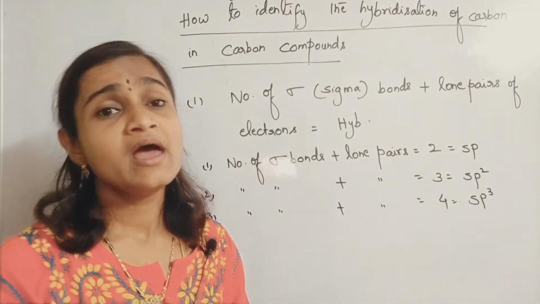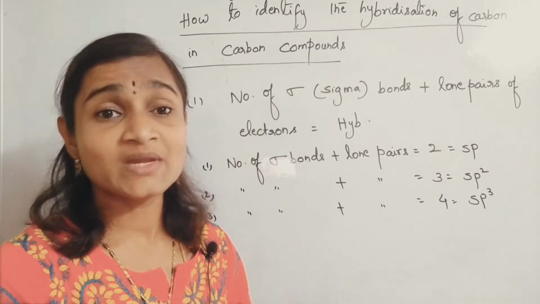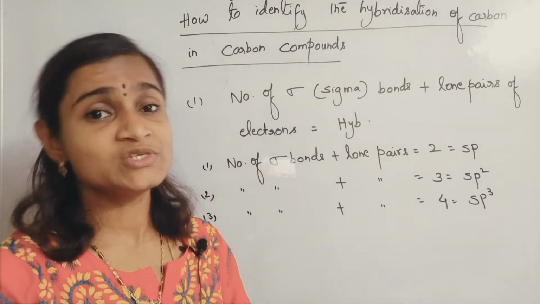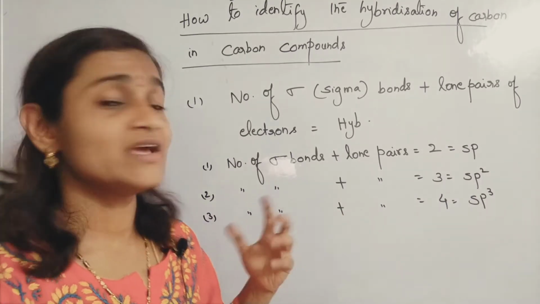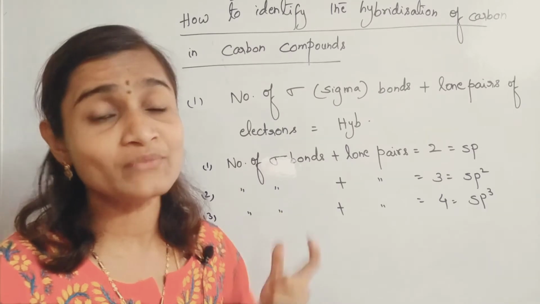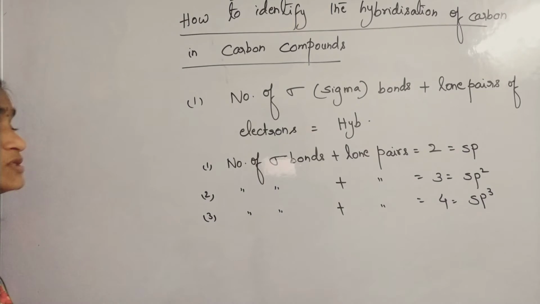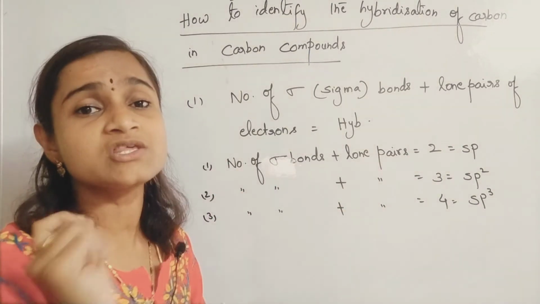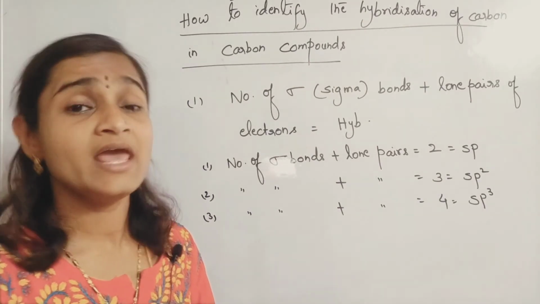This is the first thing. Of course, there is another criterion to find the hybridization as well as the number of pure, unhybridized orbitals, which we will also learn. But in today's class, we are going to learn how to identify the hybridization present in a given compound and what sort of questions will come. Please remember this point: count the number of sigma bonds and lone pairs around each carbon to find its hybridization.